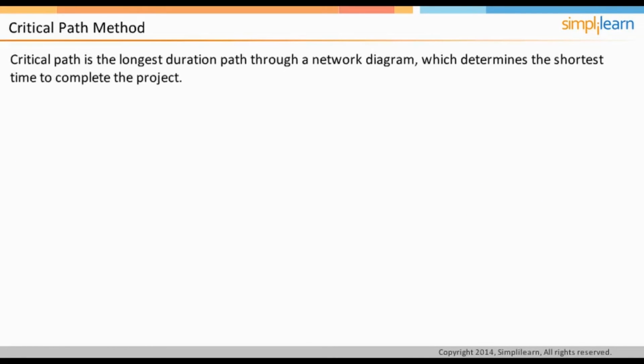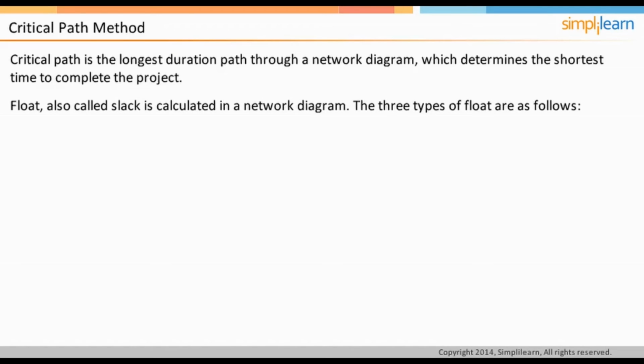Critical path is defined as the longest duration path through a network diagram, which determines the shortest time to complete the project. Float can be considered as a buffer time available to complete an activity. Float is calculated once the network diagram is ready. It is also called slack. There are three kinds of float.